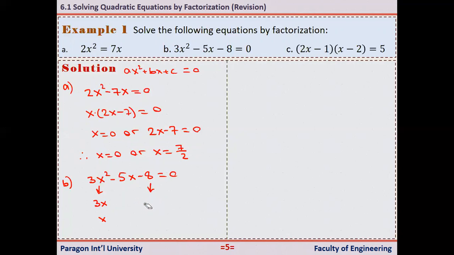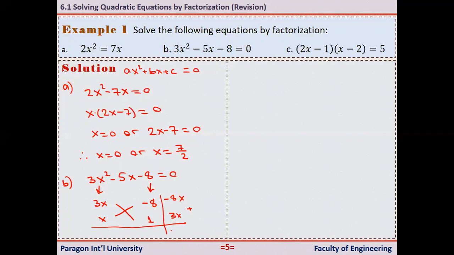So here, let's write minus 8 and 1. Minus 8 times 1 is minus 8. 3x times x is 3x squared. And if you cross multiply, right, and draw a line here, x times minus 8 is minus 8x, and 3x times 1 is 3x.